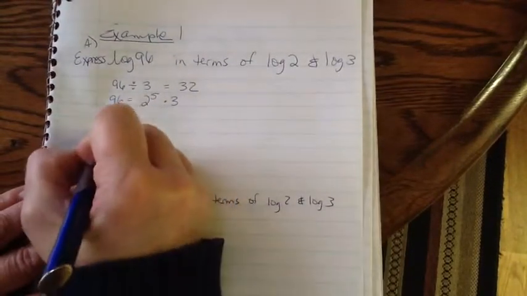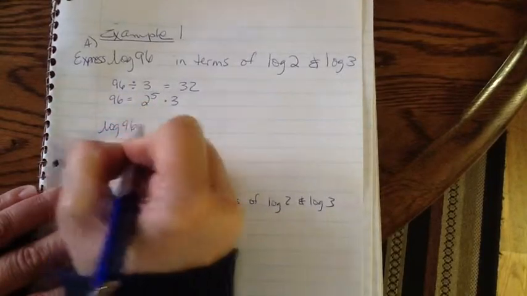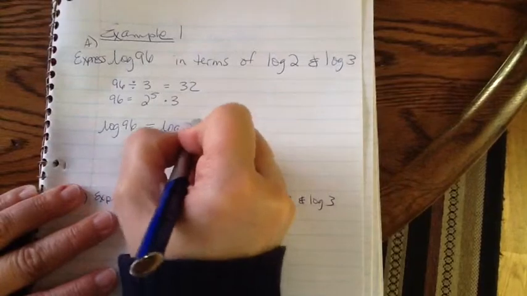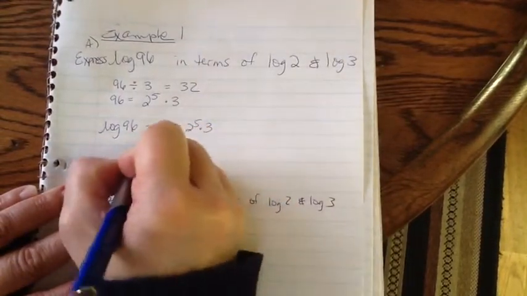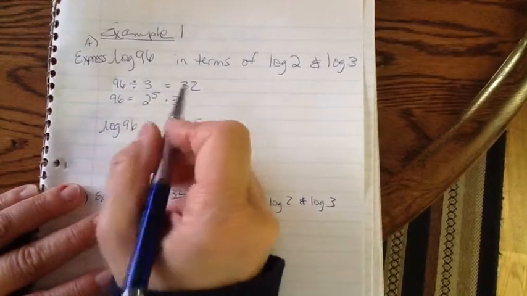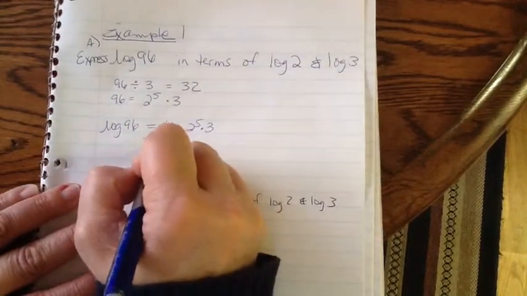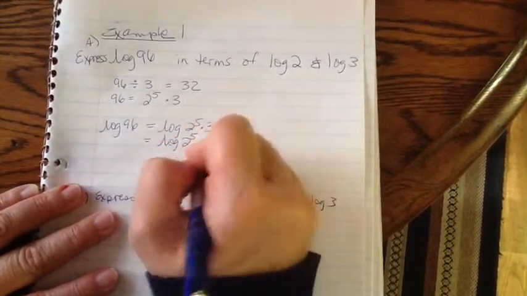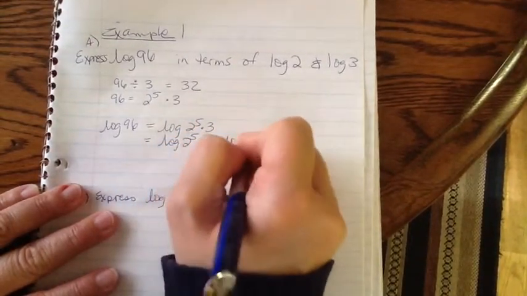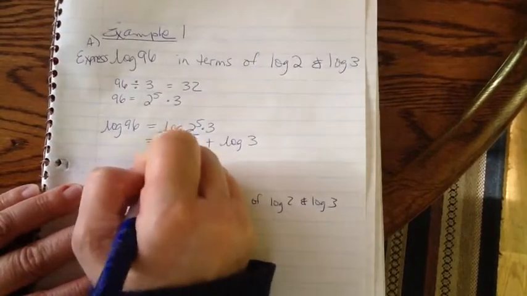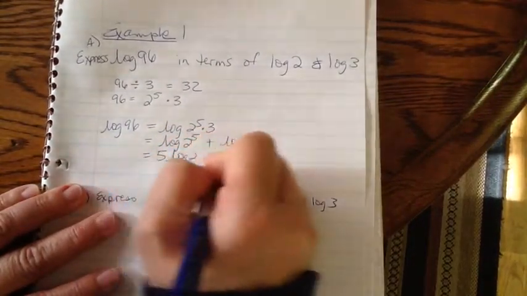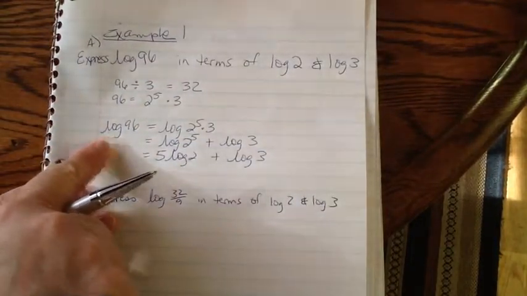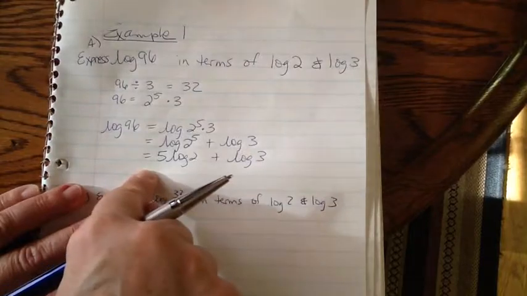And I'm going to rewrite this. I've got log 96, and it is going to be equal to the log of 2 to the 5th times 3. I can then rewrite this using my product and then my power rule. So I've got log 2 to the 5th plus log 3. And I'm going to write the power rule, 5 log 2 plus log 3. So now I have changed log 96 to be equal to this expansion.